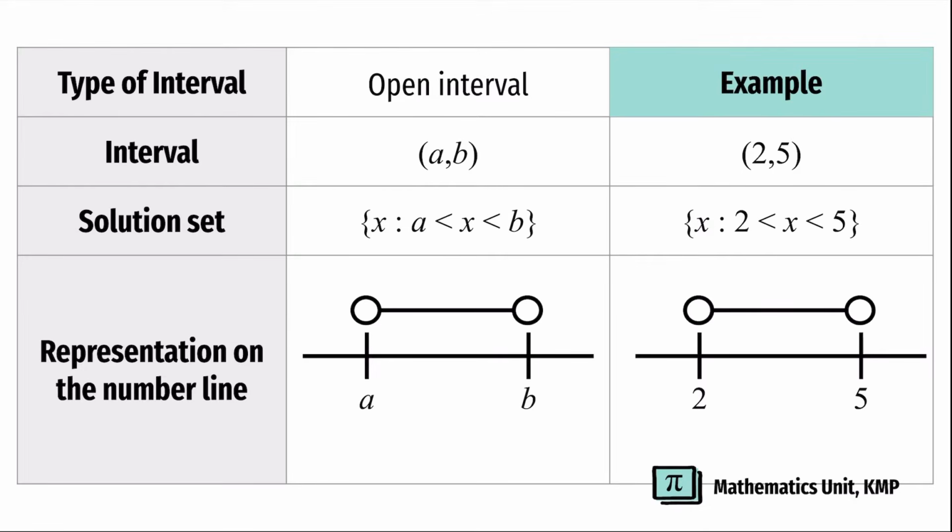The second type of interval is the open interval. The difference between closed and open interval is that for the open interval, we're going to use round brackets for both sides of a and b. For the solution set, we're going to use the symbol less than. And for the number line, we're going to use an open circle for both a and b. And here is the example.